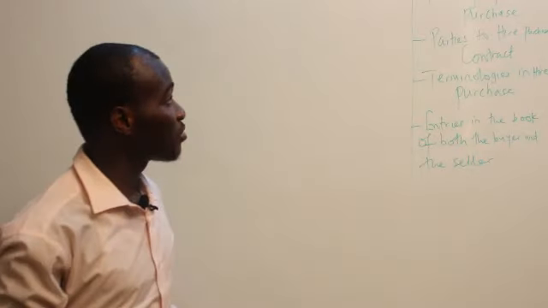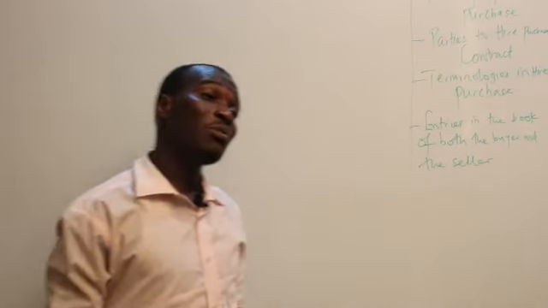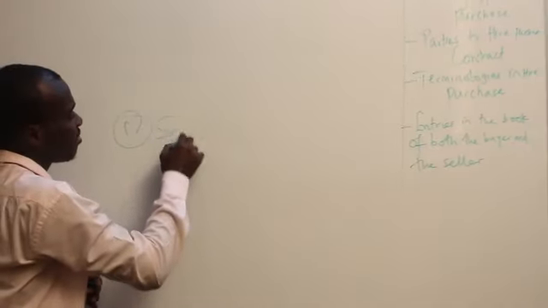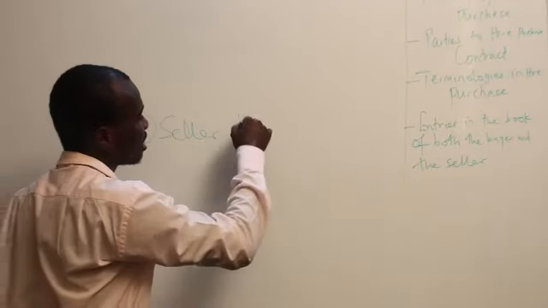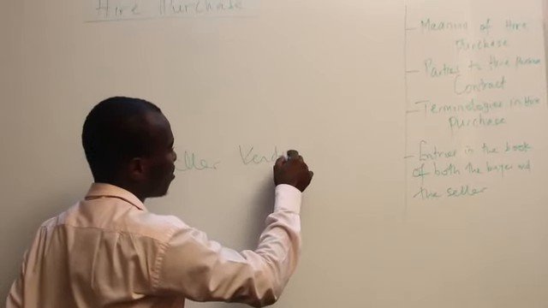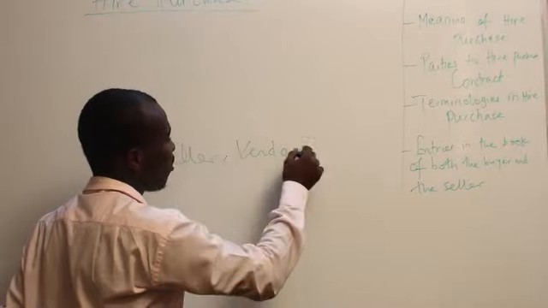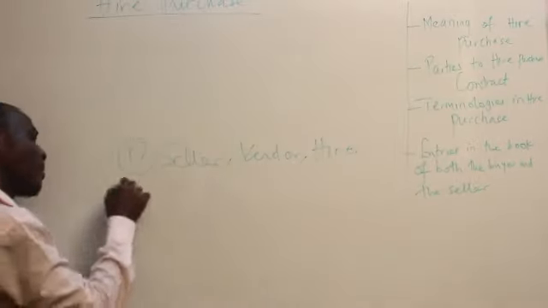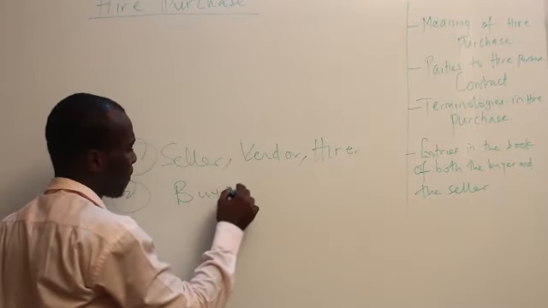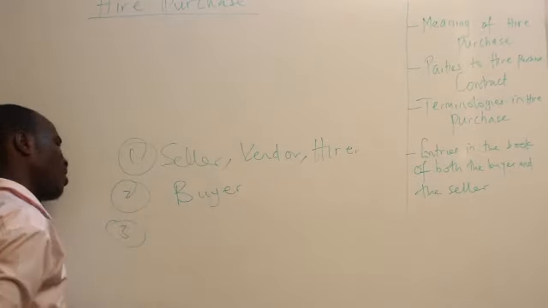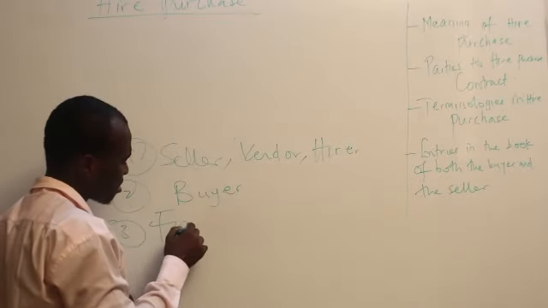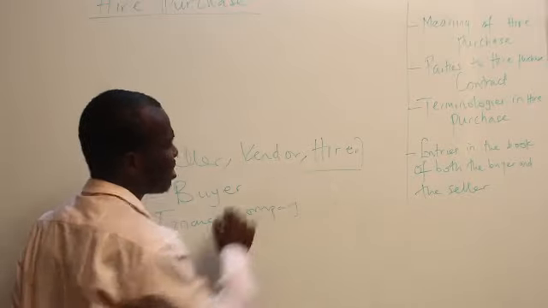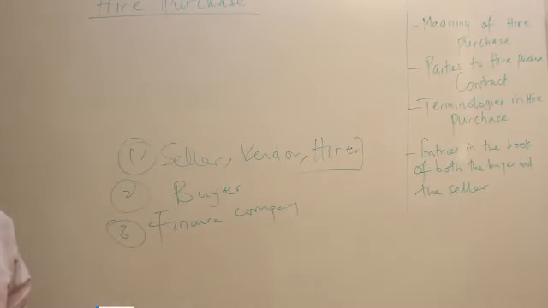So we have the parties to the hire purchase contract. Generally, we have two major parties to hire purchase contracts. We have the seller, also known as the vendor or hirer of the contract, and we have the buyer. The finance company can sometimes join in the contract. So the major parties are these two, the hirer and the buyer.